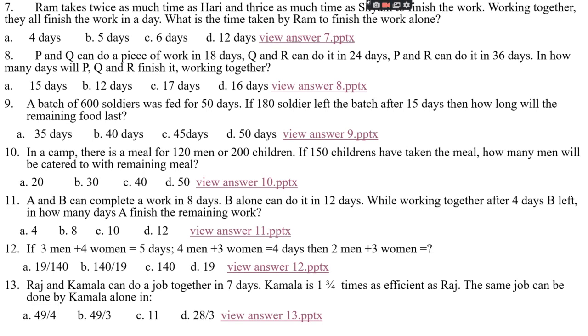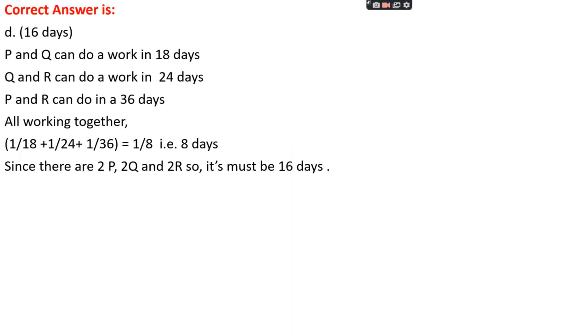Question number 8. P and Q can do a piece of work in 18 days. Q and R can do it in 24 days. P and R can do it in 36 days. In how many days will P, Q, R finish it if they are working together? Option A, 15 days; option B, 12 days; option C, 17 days; option D, 16 days. The right answer is option D, that is 16 days.